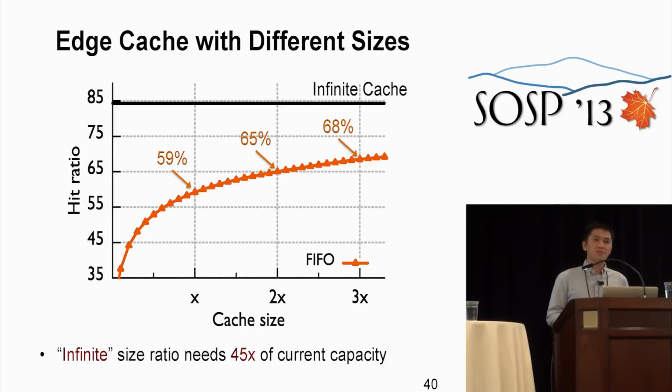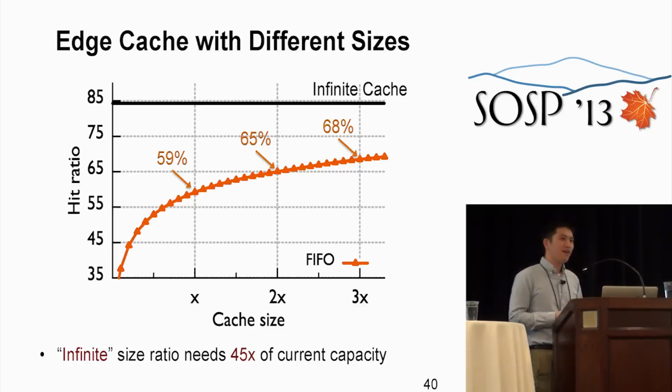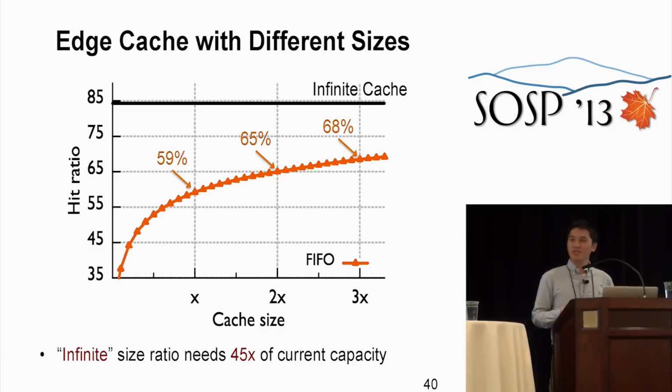Out of curiosity, we want to see what the upper bound is. So we run the simulator with infinite cache capacity so that it can hold the entire working set. Then the hit ratio is a little less than 85%. If we want to reach that line just by dumping in more hardware, how much will we need? It's about 45 times the current cache capacity. That is insane, a lot of money. You don't want to burn that. But fortunately, we can try better algorithms.